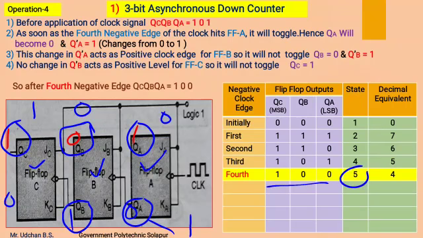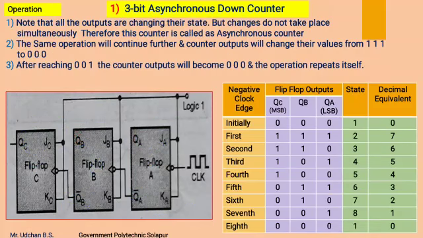State number is 5 and decimal equivalent is 4. Now as we see, the counting goes 7, 6, 5, 4 in decreasing order. Therefore this counter is called a down counter. Note that all the outputs are changing their state, but the changes do not take place simultaneously, therefore this counter is called an asynchronous counter.